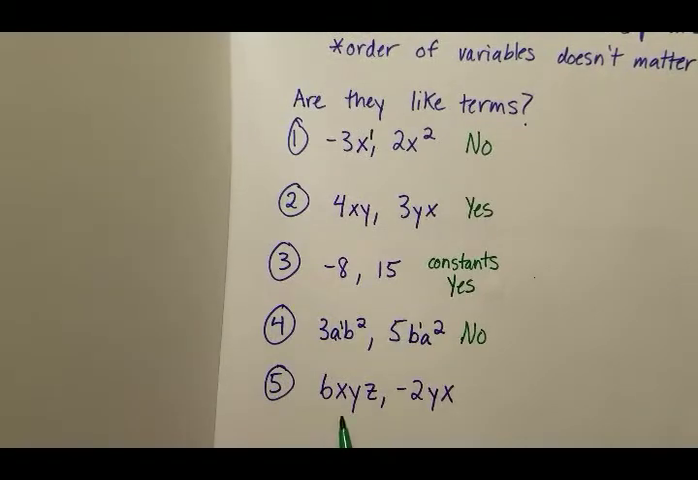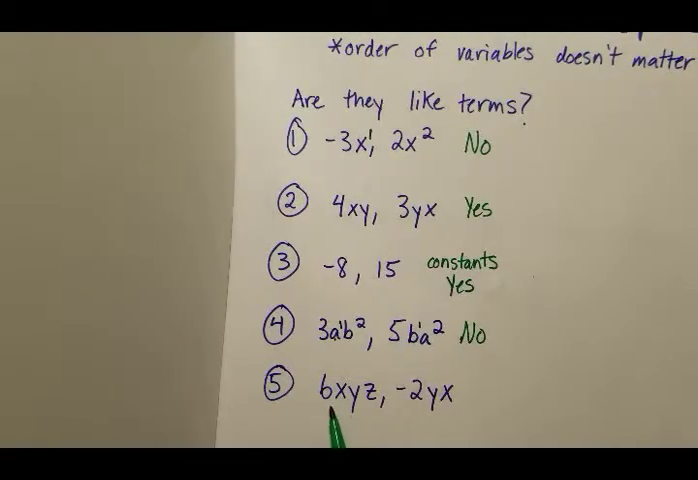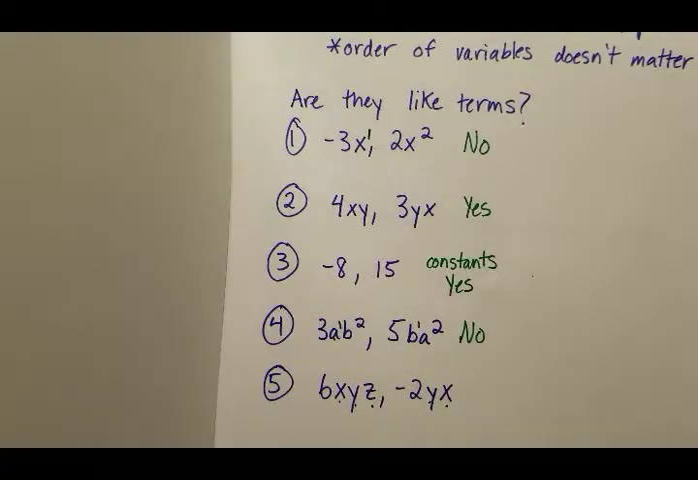Okay, in our last example, we have 6xyz and negative 2yx. Let's check. We've got an x, we've got an x, we've got a y, we've got a y, we've got a z, and no z. Because that z is missing, these are not like terms. They need to have exactly the same variables.